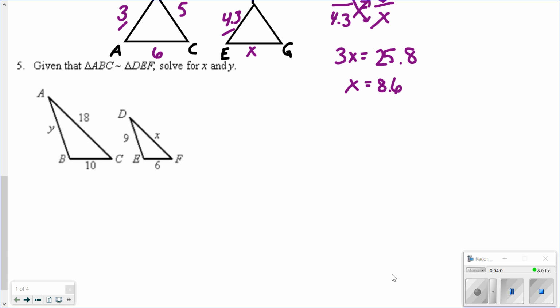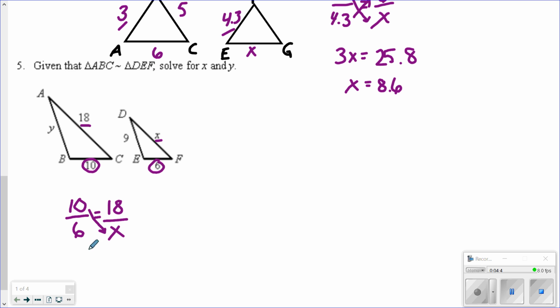Question 5 here. We are given that triangle ABC and triangle DEF are similar. We need to solve for x and y. Let's start with x. So x is here. It corresponds with side 18. And then the two sides that I do know of for both triangles would be 10 and 6. So let's draw out this situation then. So I'll just do 10 divided by 6 equals, we have to use 18 first here, 18 over x.